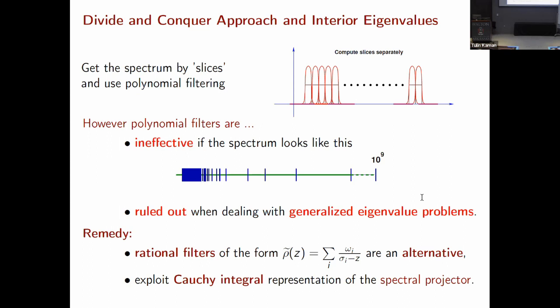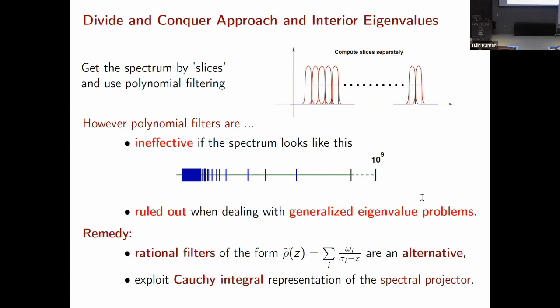One of the techniques that Yusuf was just mentioning is how we do divide and conquer. We can use polynomial filtering and different techniques to calculate eigenvalues in pieces. If you have a spectrum, which is like this, your 10% of bands, maybe we can do it in slices. So there is this slicing technique, a divide and conquer approach. You divide your interval into pieces, and then you calculate your eigenvalues in pieces.